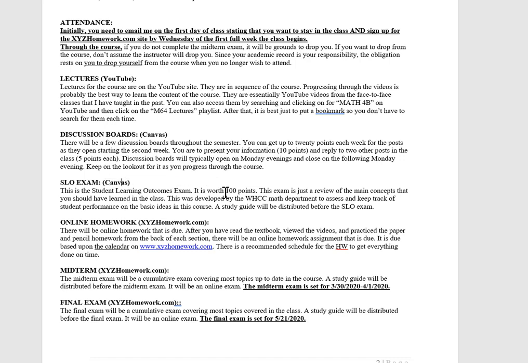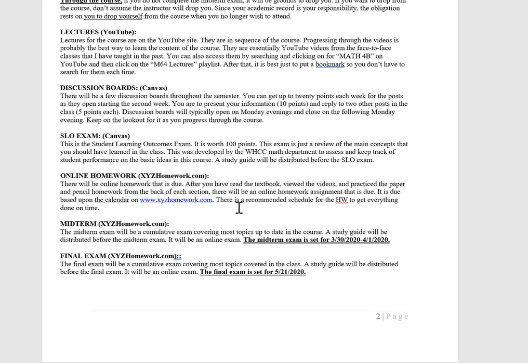It is worth 100 points, and it's a review of the main concepts you should know in the class. It's written by the math department, and we pretty much take a look at the results of it, and we see how we can change the class, craft the class better. All right, the rest of the stuff is going to be found on something called the xyzhomework.com site. This is the publisher's site that goes directly with the textbook. You will do your online homework there. Now, the online homework only gives you the due date per chapter.